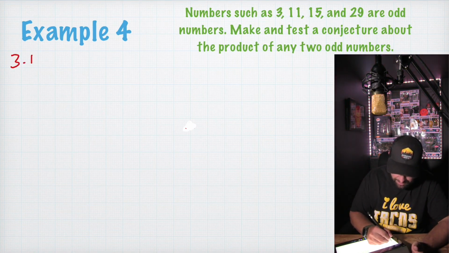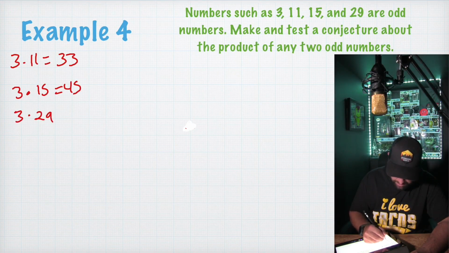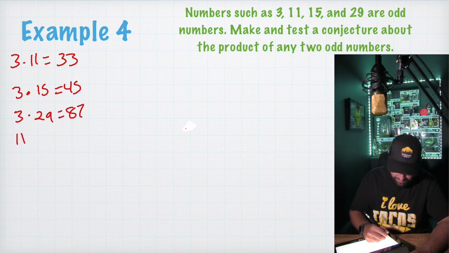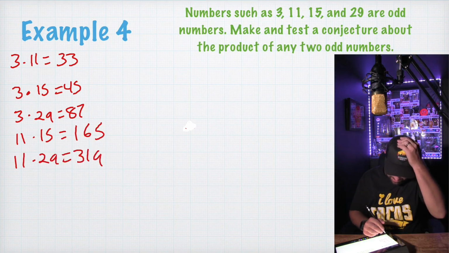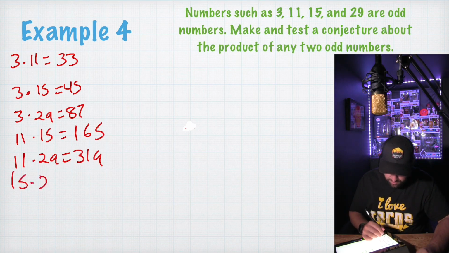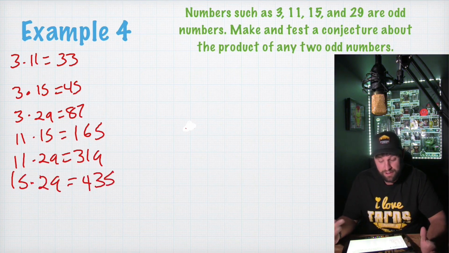So I'm going to do 3 times 11, which equals 33. 3 times 15, which equals 45. 3 times 29, which equals 87. Okay? Then I'm going to do 11 times 15, which equals 165. 11 times 29, which equals 319. Lastly, we also have 15 times 29, which equals 435.